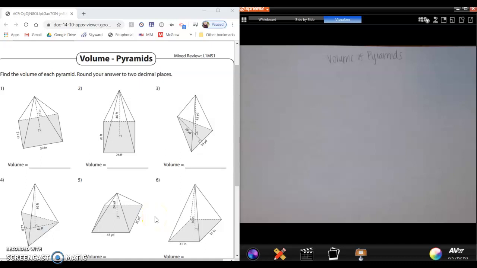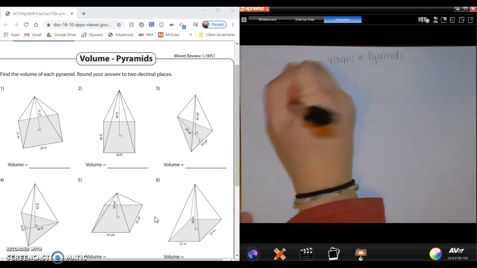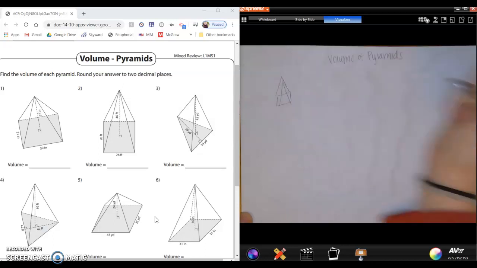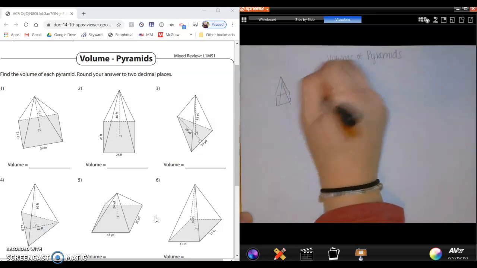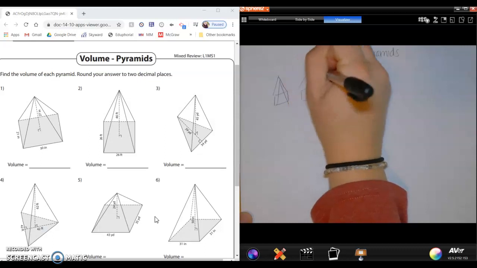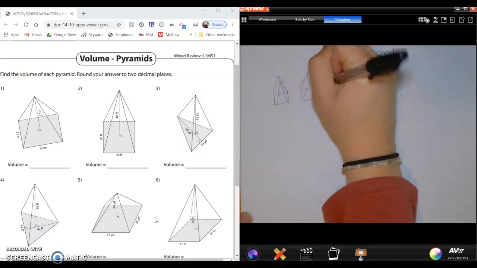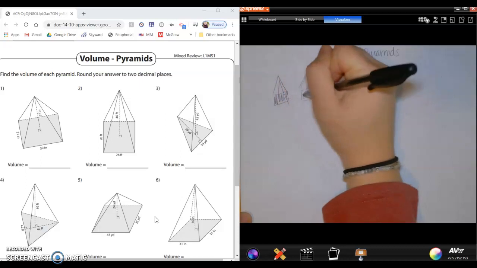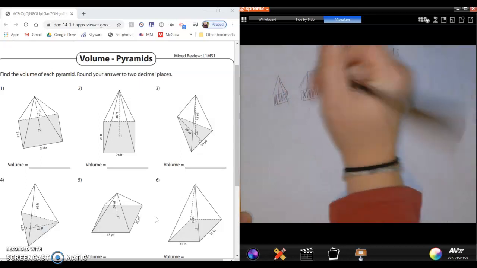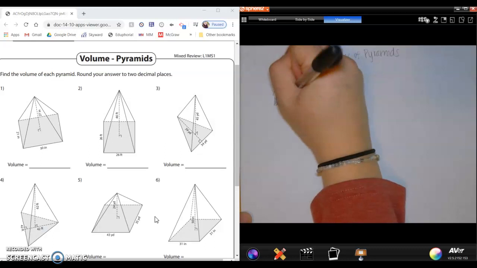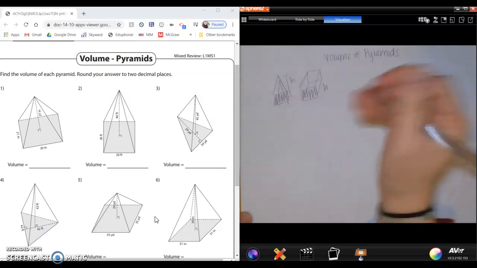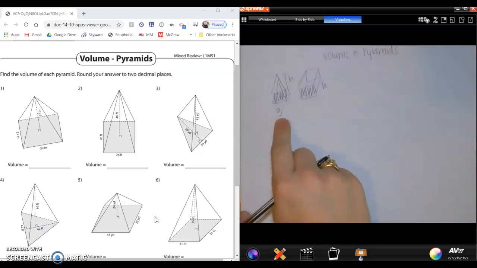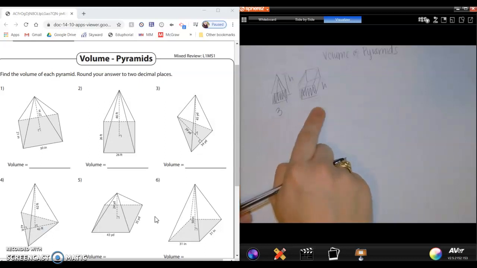So now we're going to be looking at volume of pyramids. Now I want to review the video and the quick write that you had to do earlier, when we had a square pyramid and then a rectangular pyramid that had congruent bases. That means our bases are exactly the same, and they had the same exact height. It took 3 of the pyramids to fill up one of the rectangular prism.